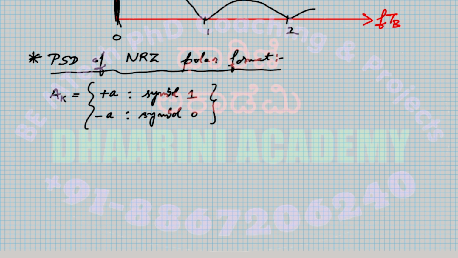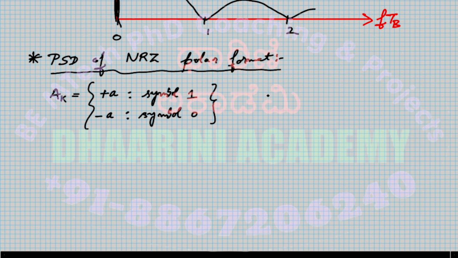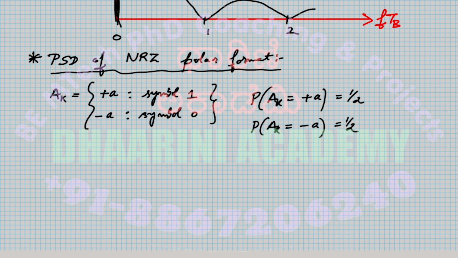Fine, so we understood. Now I also have to define the required probability, right? Since there are only two symbols that we are trying to transmit, only two levels, plus A and minus A, again equiprobable. So I'll write the probability that AK becomes equal to plus A is equal to half. At the same time, the probability that AK becomes equal to minus A is also half. So the sum is once again 1. So we are good to go. Okay, now what is the next step?